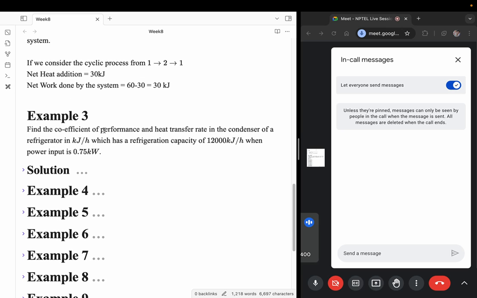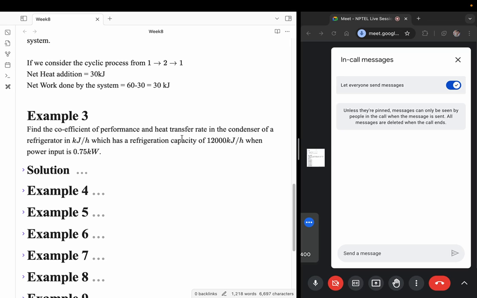So here we are asked to find the coefficient of performance and the heat transfer rate in the condenser of the refrigerator, which has a refrigeration capacity so and so and a power input of so and so. Just as we discussed before, your coefficient of performance is basically output by input. The output that I want from the refrigerator is the refrigeration capacity. I need to meet this refrigeration capacity. So this is the output divided by input, which is the compressor power that I am supplying, that is 0.75 kilowatt. So that will give me the COP directly.